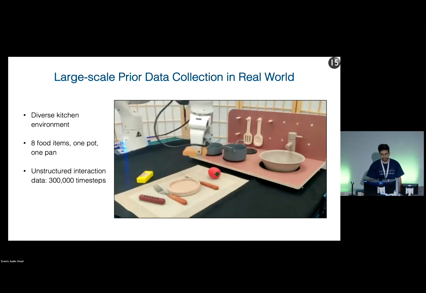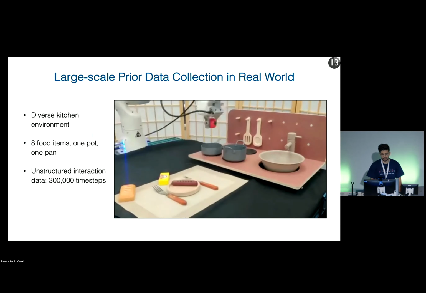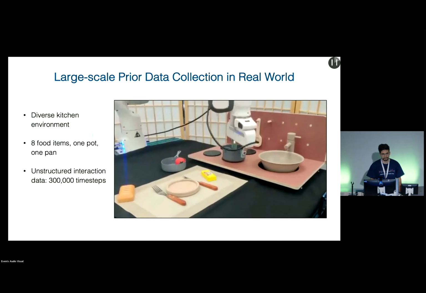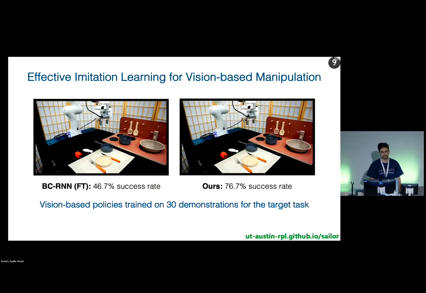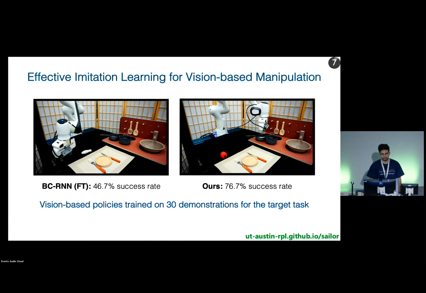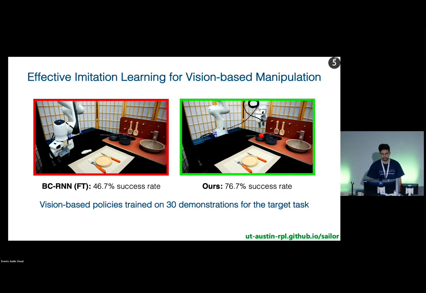We showcase our method in a real-world kitchen environment where we collect a prior data set of diverse exploratory behaviors. Using this prior data, we're able to learn effective vision-based policies for target tasks like cooking with just 30 demonstrations.